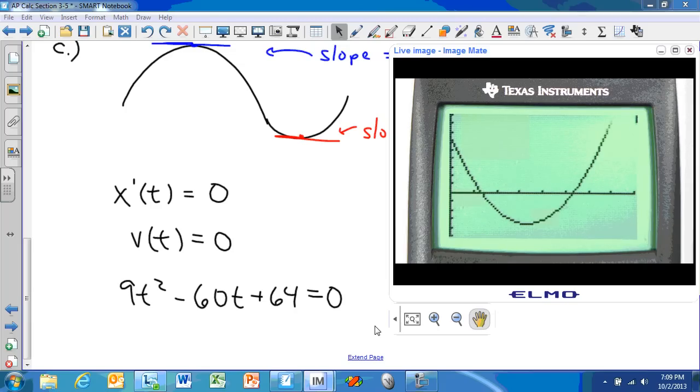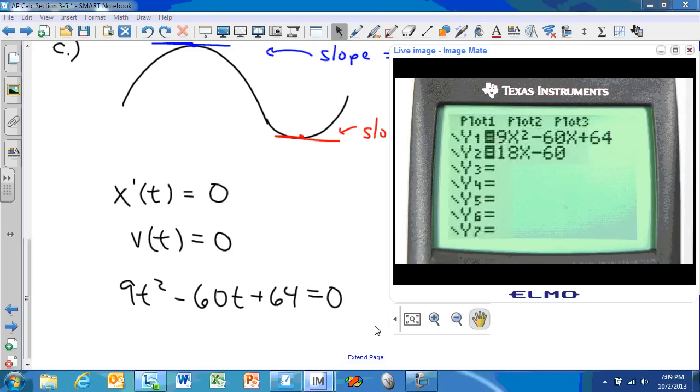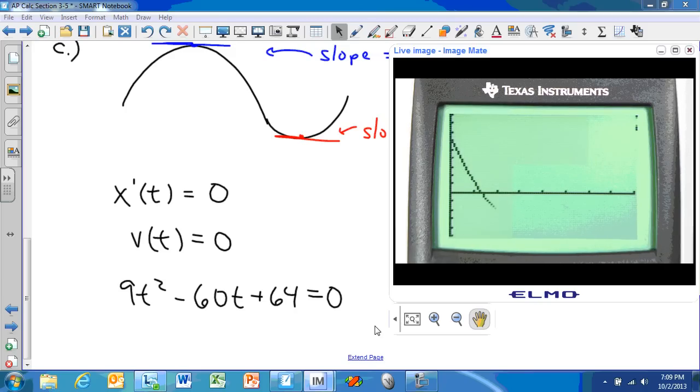I said I was only going to sketch the derivative, and I actually have both functions still sketching here. So let me shut off the acceleration function. This is really all I need to see. All right, so there we go. I'm trying to find out where my velocity function is equal to 0. That's where I'm crossing the x-axis there.